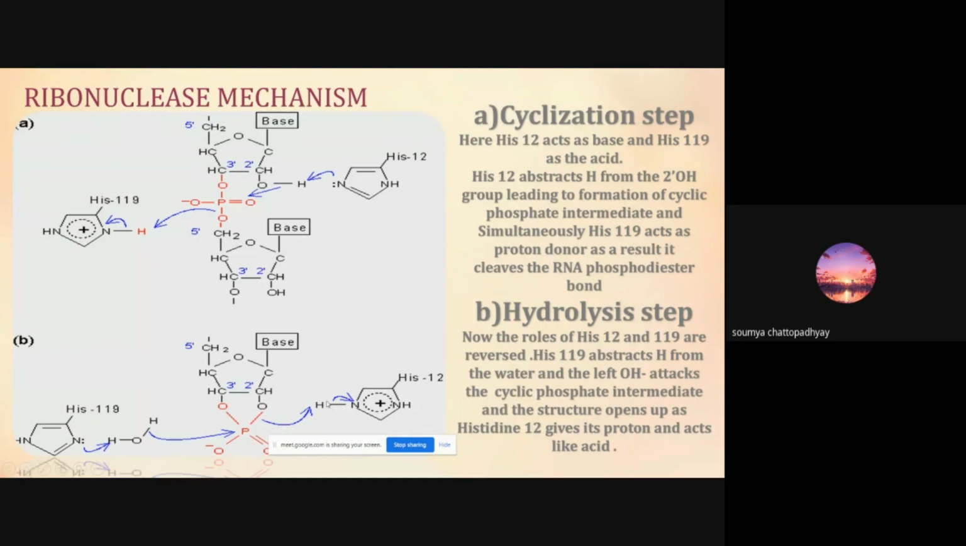And during that, this H will give its proton back to this OH, and it will now act like an acid. You see that the roles are completely reversed. First, histidine 12 was acting as a base, and histidine 119 was acting as an acid. But in the very next step, they have reversed the roles, and that's how ribonuclease cleaves the RNA. And that was all about the PPT I had. Now I will go for the demonstration of how you can do a 3D visualization of the protein using PyMOL, and later I will also tell about the docking.